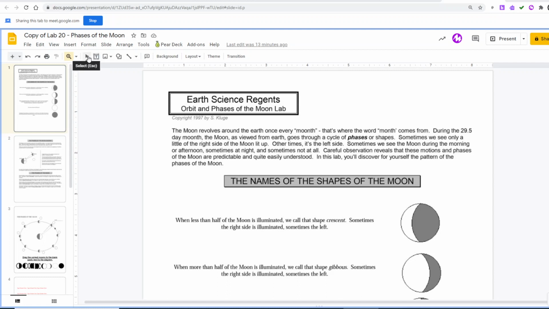Miss G, would you like to start us off? Sure. All right, so this is lab number 20, our moon phases lab.